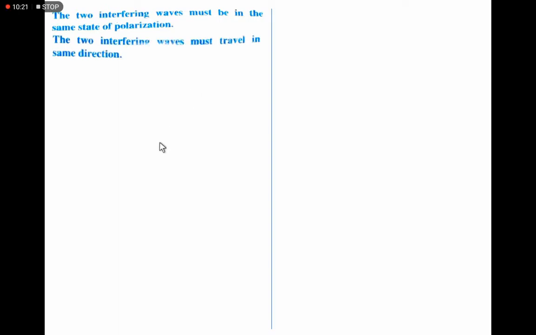Next condition is the two interfering waves must be in the same state of polarization. The waves emitted from the two different sources should be in the same state of polarization. The two interfering waves must travel in the same direction. Okay, these are the two more conditions to obtain a clear and steady interference pattern.